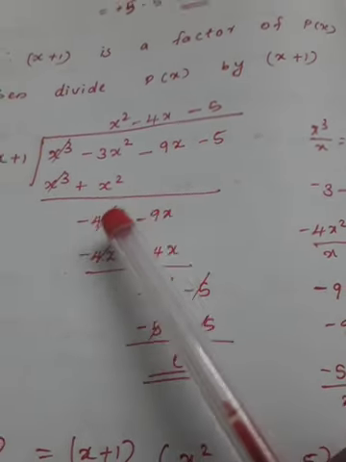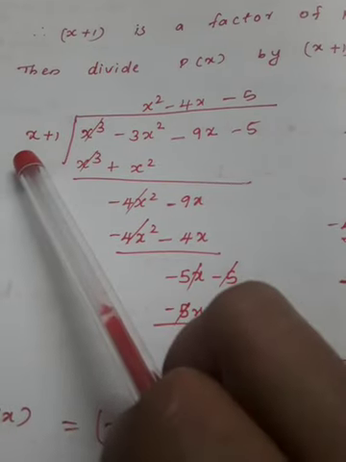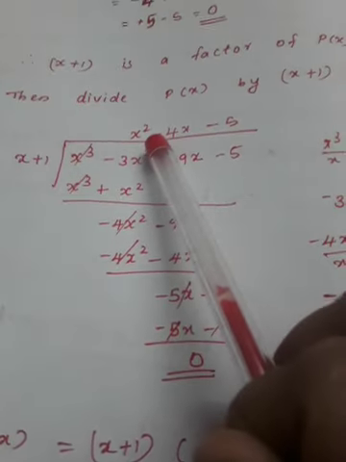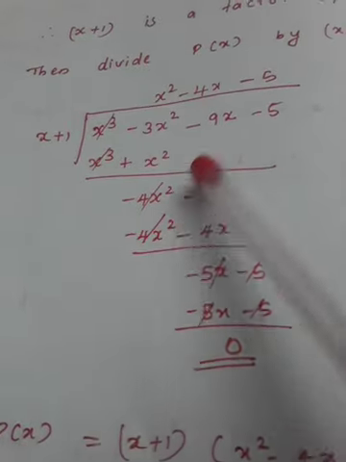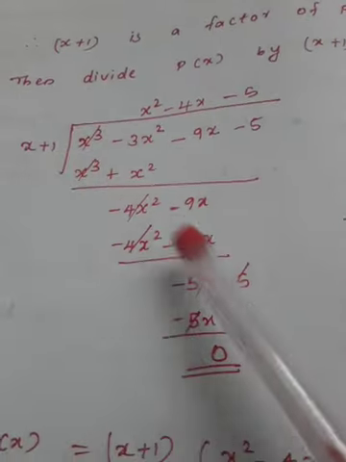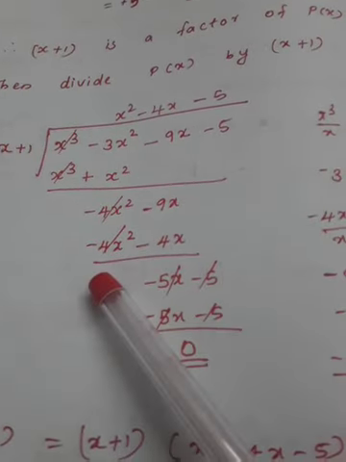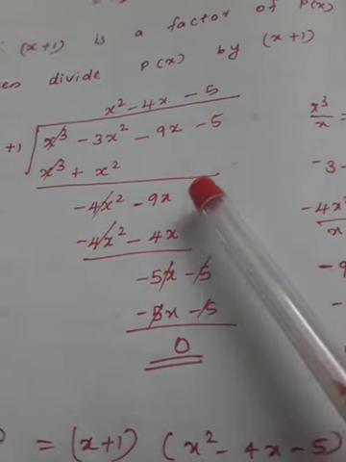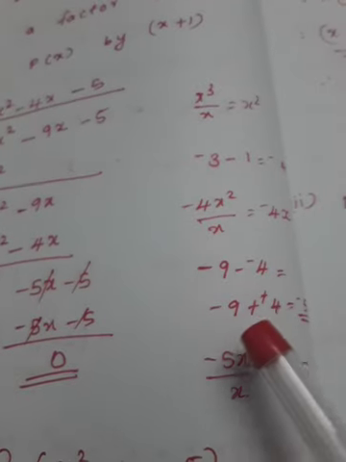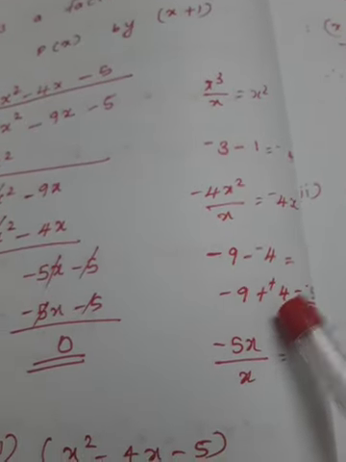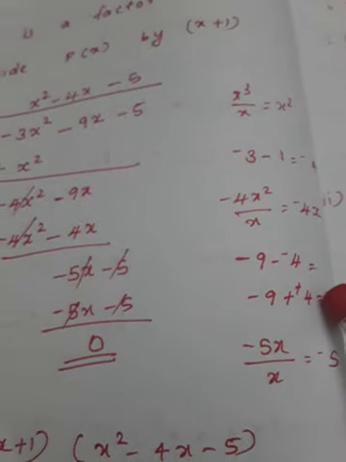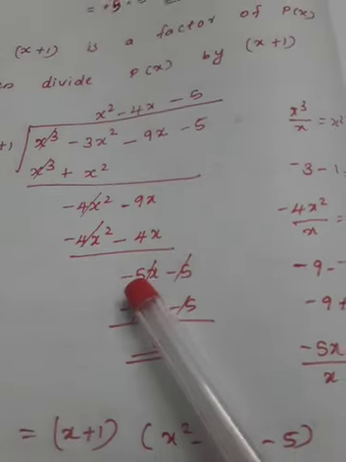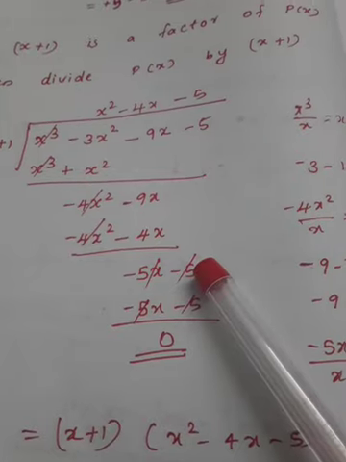Then minus 9x. So negative 4x square by x is negative 4x. So minus 4x. Then minus 4x into x, minus 4x square. Minus 4x into positive 1, minus 4x. Then again subtract: negative 9 minus negative 4. Negative 9 plus positive 4. That is equal to negative 5. Subtract and put the biggest number side. So negative 5x. Then the last term is minus 5.